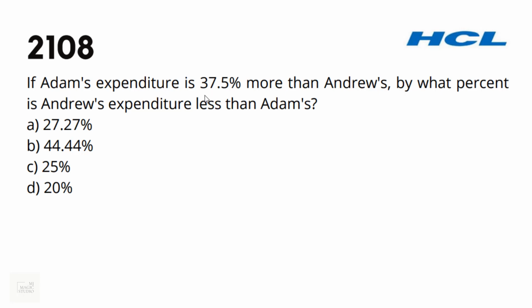If Adam's expenditure is 37.5% more than Andrew's, okay, 37.5% means 3 by 8. So here we can play a small number trick. If Andrew's expenditure is 8, then Adam's expenditure is 3/8 more. That means it is 8 plus 3/8 of 8, which is 3. Adam's expenditure is 11. By what percent is Andrew's expenditure less than Adam's?